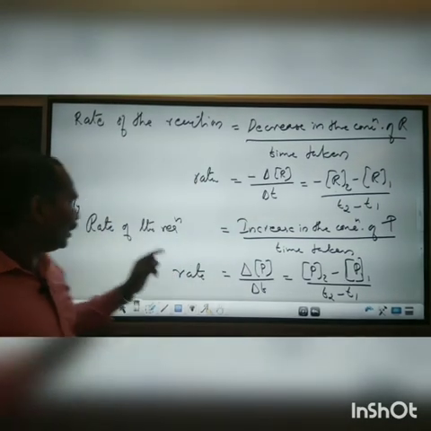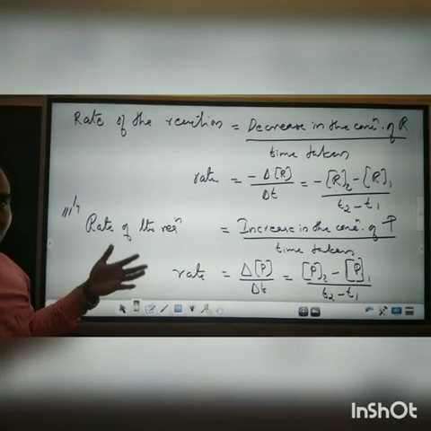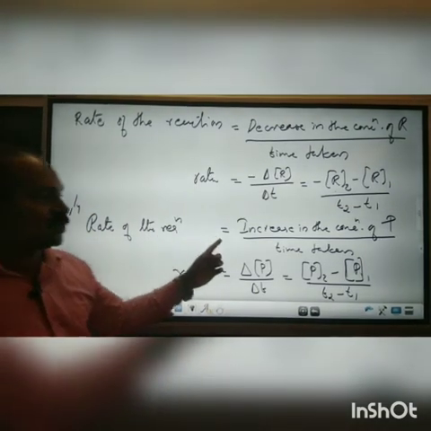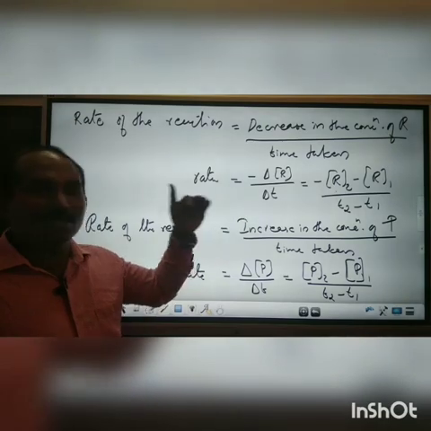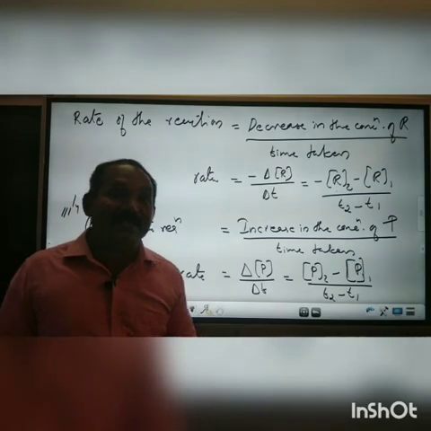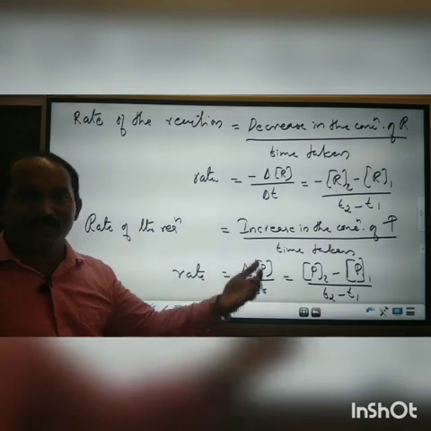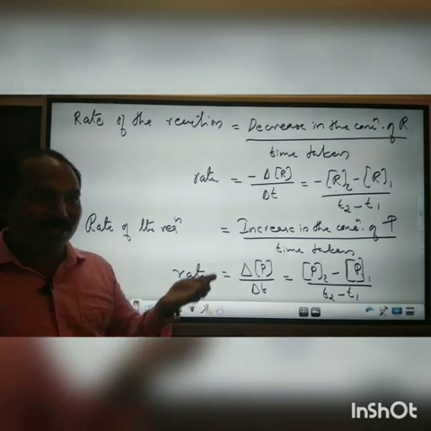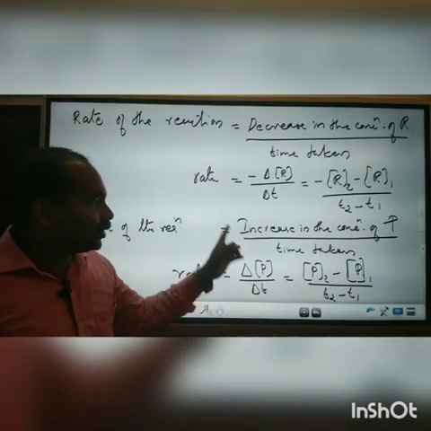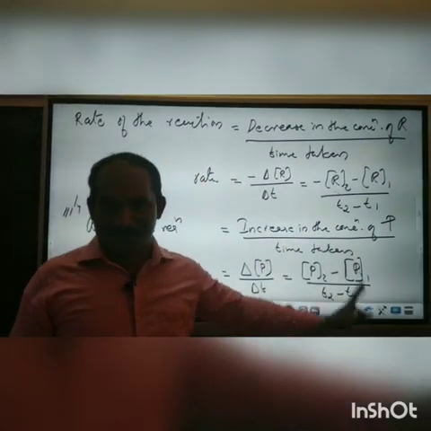Are you clear? Yes. Next, similarly, the rate of the reaction can also be expressed in the change in the concentration of the product. So, the rate of the reaction is equal to increase in the concentration of product. Initially, the concentration of product is 0, as we know. Then, what happens on the passage of time? The concentration of product increases. Reactant decreases, product increases. So, increase in the concentration of products divided by time taken.